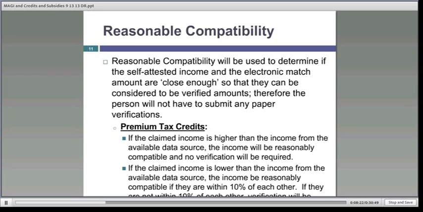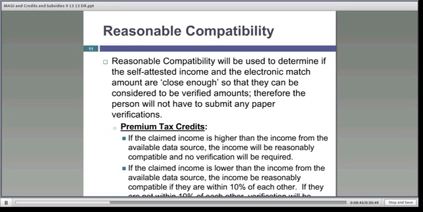So slide number 70 talks a bit about the reasonable compatibility process for premium tax credits. And just to say up front, this is a back-end systems process. So this is something that you don't have to worry about. It's going to happen on the back end. Somebody is going to self-attest to what their income is, and we're going to look in the system at state and federal sources to see if we're able to verify it.